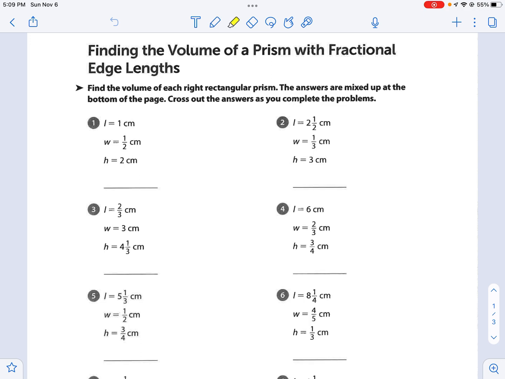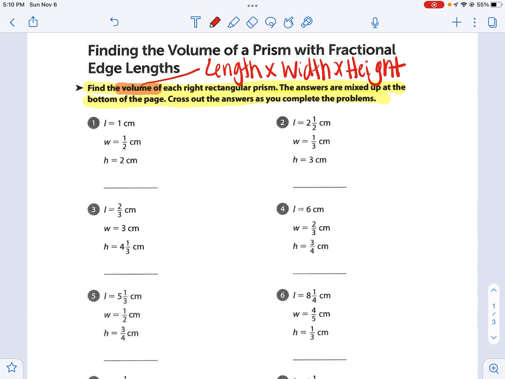Okay, so it says, find the volume of each right rectangular prism. The answers are mixed up at the bottom of the page. Cross out the answers as you complete the problems. So I'm going to be doing volume. And remember, we learned in 5th grade that to find volume, I have to do length times width times height. So we're going to be doing the same thing for finding volume for these here. So I'm going to be multiplying length times width times height.